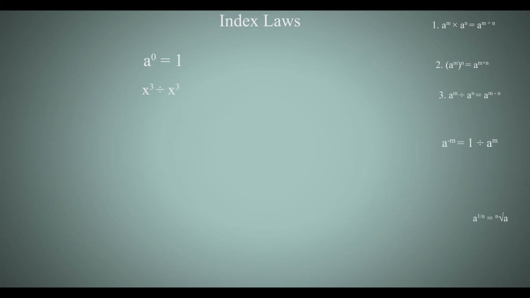Now, we can also say that x to the power of 3 divided by x to the power of 3 is equal to x to the power of 3 minus 3, which is equal to x to the power of 0. So this shows that x to the power of 0 is also equal to 1. So that is just one way of proving that.